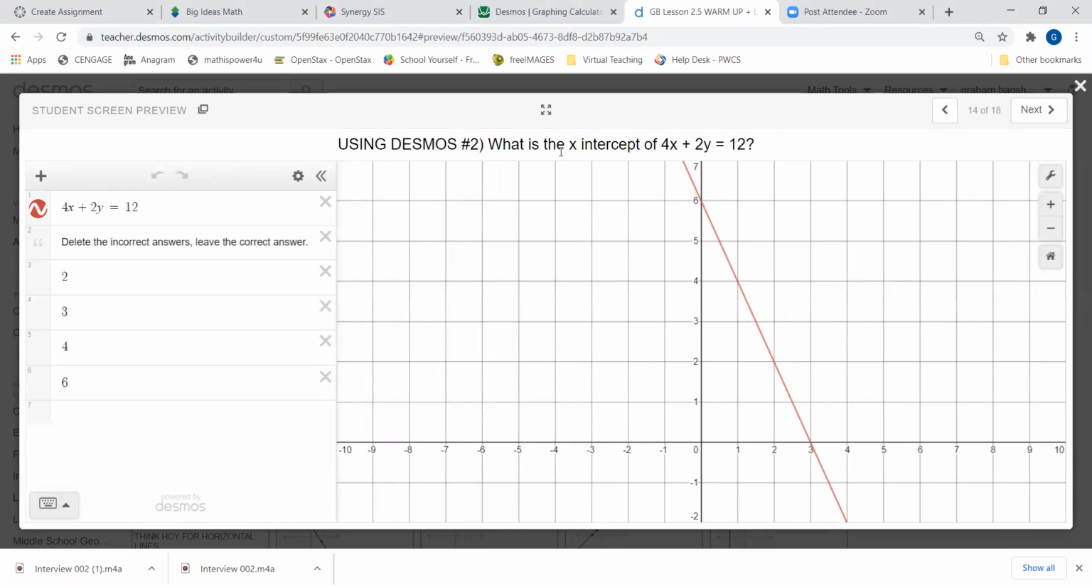Same question, but this time it says x-intercept. So this time we're looking, where does it cross the x-axis? So here, remember the x-axis is the one that goes across. So you can see that it goes through at 3. So I'm just going to delete everything except for 3.